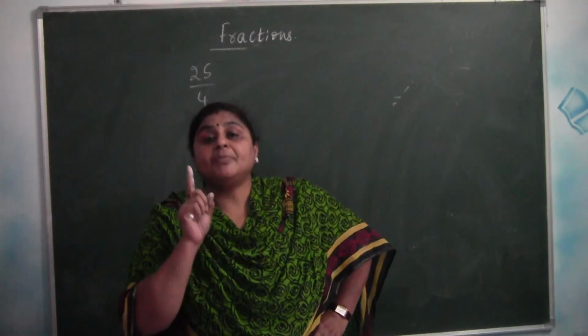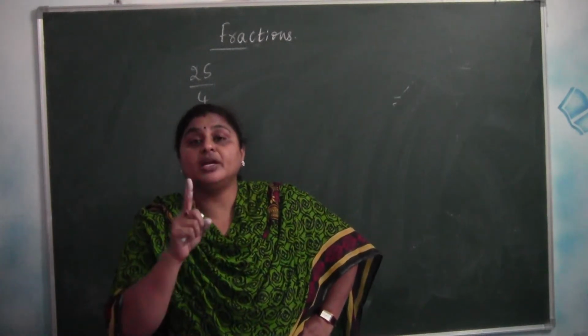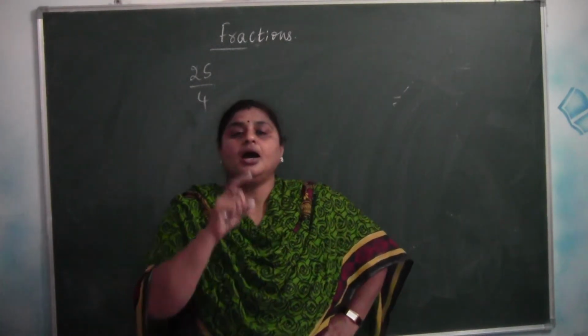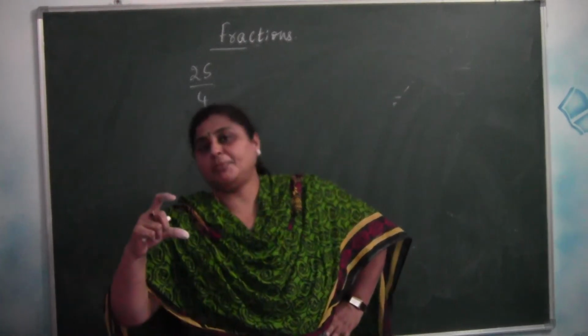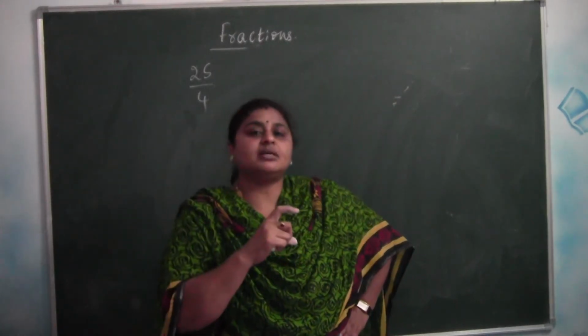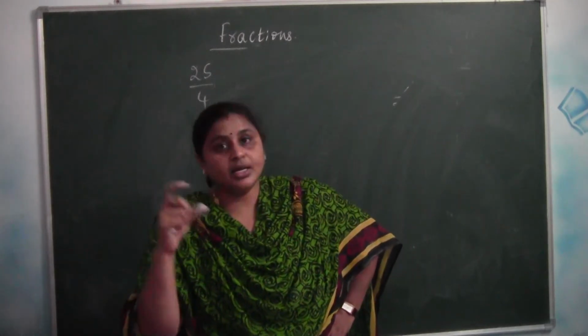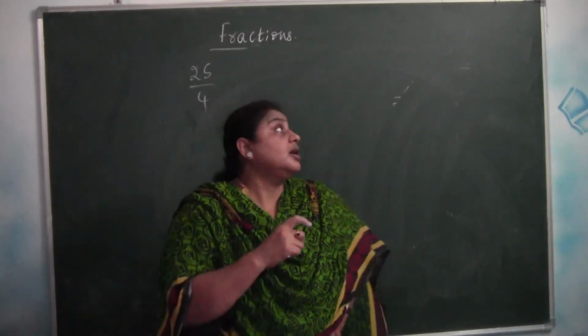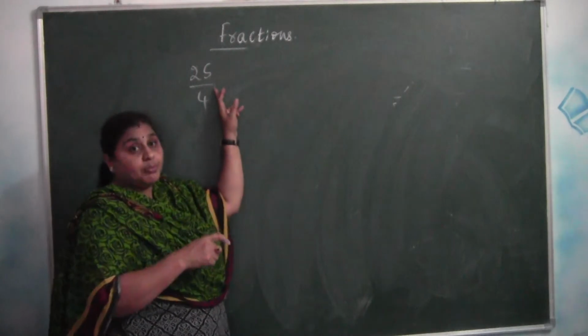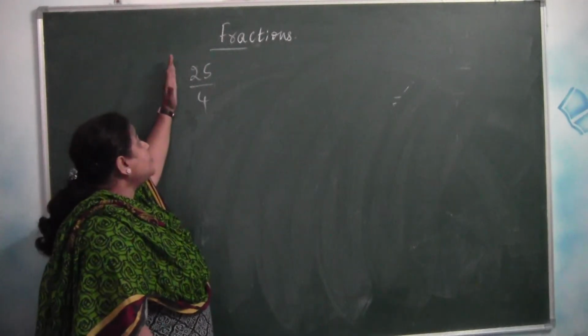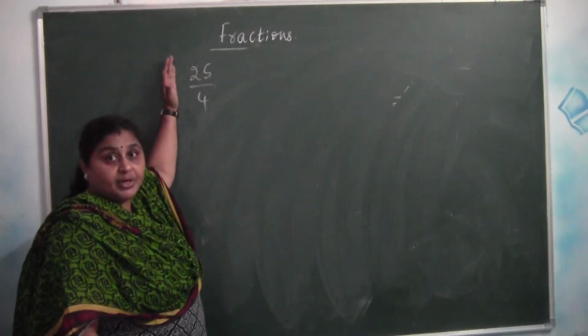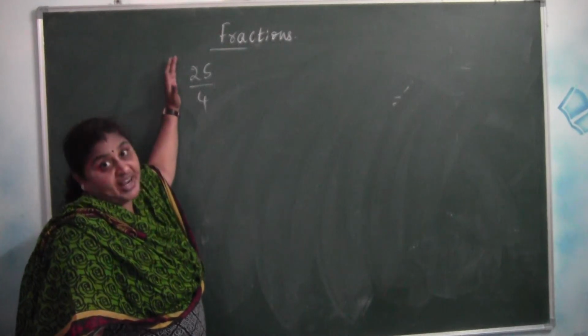That's why a mixed fraction will have only a proper fraction. A whole number and a proper fraction is called a mixed fraction, but not a whole number and an improper fraction. Okay children. Now I have here an improper fraction. Now how to convert an improper into mixed fraction?